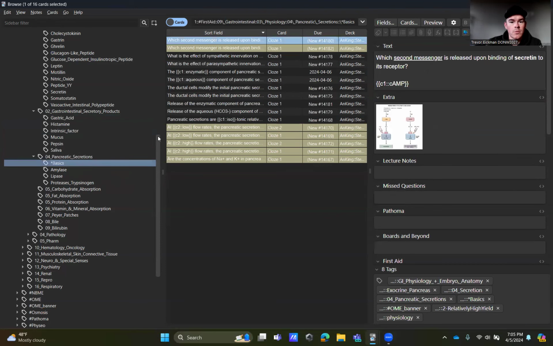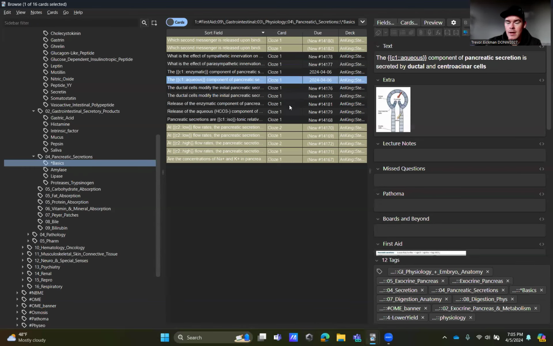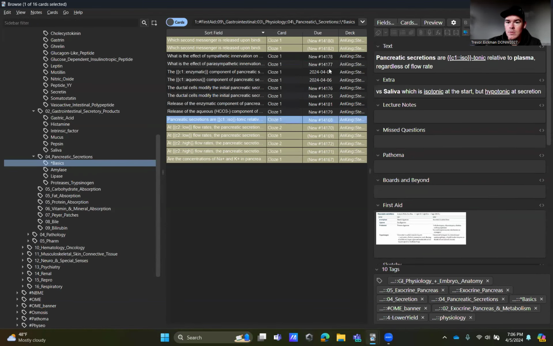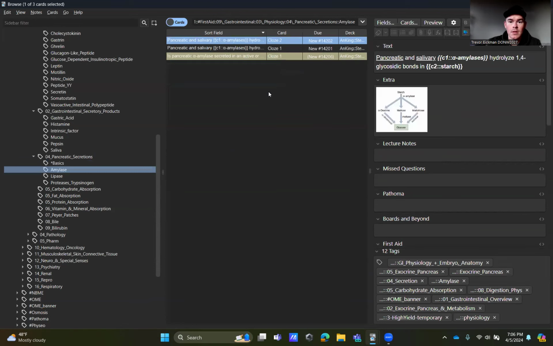Pancreatic secretions, we'll jump right into there. So we're going to be in basics. You want to skip the first 2. And I think we activated some in the middle here, but now we can activate more on that big group. So skipping the first 2, and then the last 5, grabbing these 2 in the middle. So pancreatic secretions are isotonic to plasma, and then up to the sympathetic innervation on pancreatic secretion.